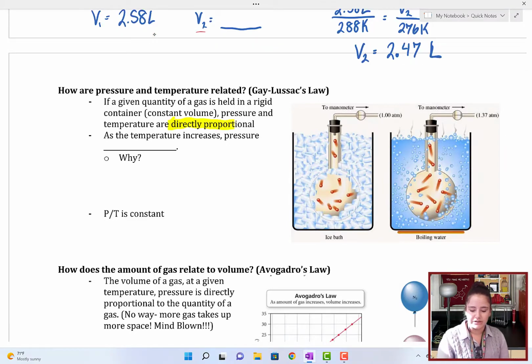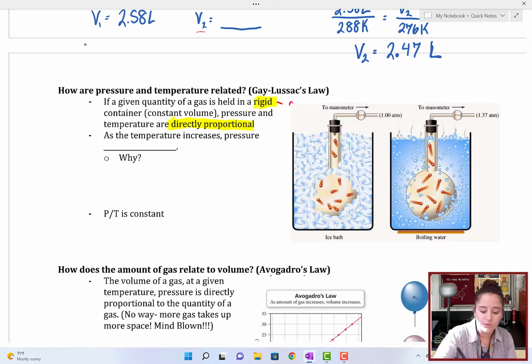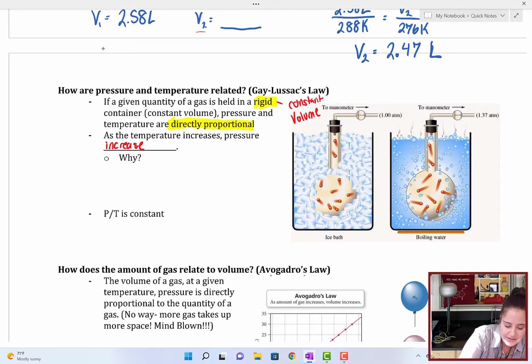Now, what about pressure and temperature? These are also directly proportional. If a given quantity of gas is held in a rigid container, so anytime you see rigid container, think constant volume. Anytime you have a rigid container, it's going to be at a constant volume. So if you heat it up, as the temperature increases, the pressure is going to increase. Why? Because the particles have more energy. So temperature is proportionate to, that's what that symbol means, kinetic energy.